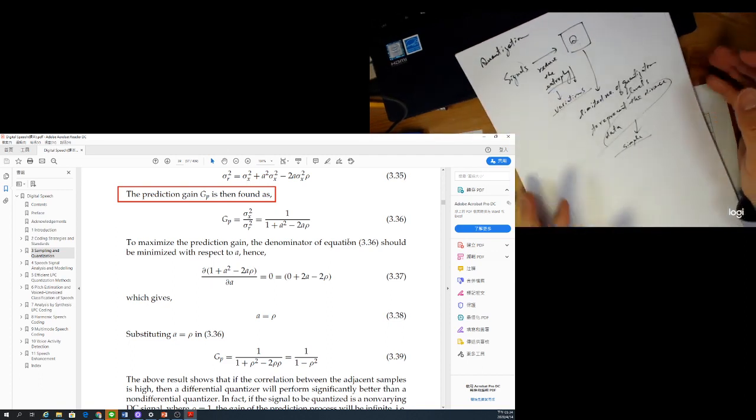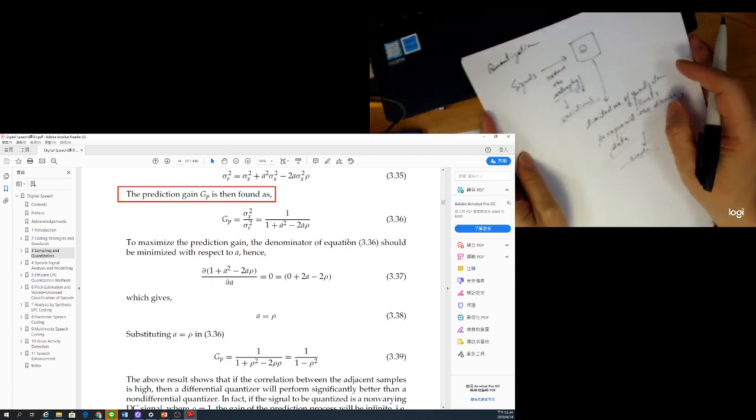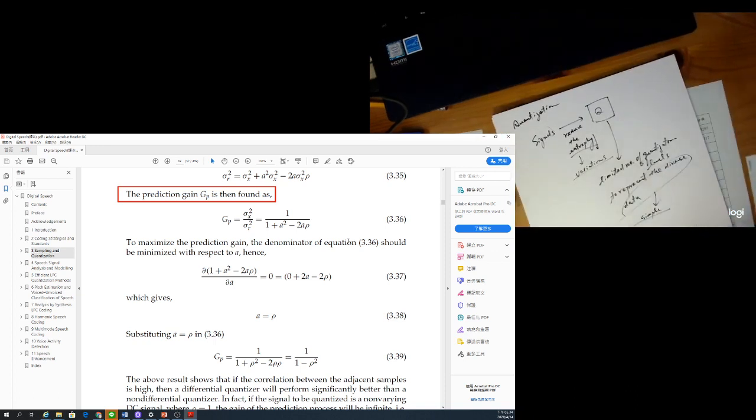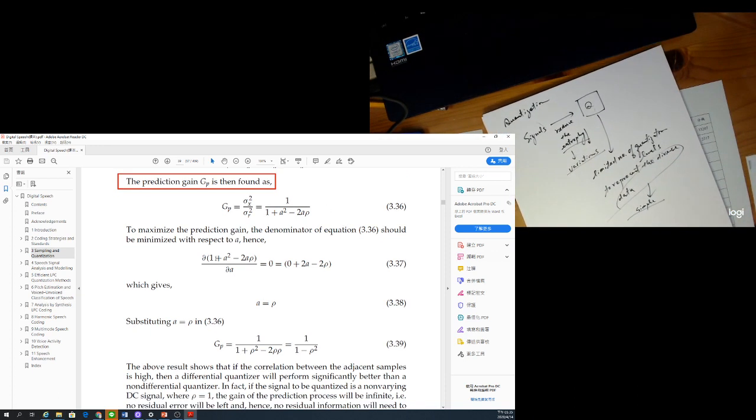Okay. Another issue we are going to talk about is vector quantization. Maybe we cannot finish the vector quantization, but I'll highlight what vector quantization is.